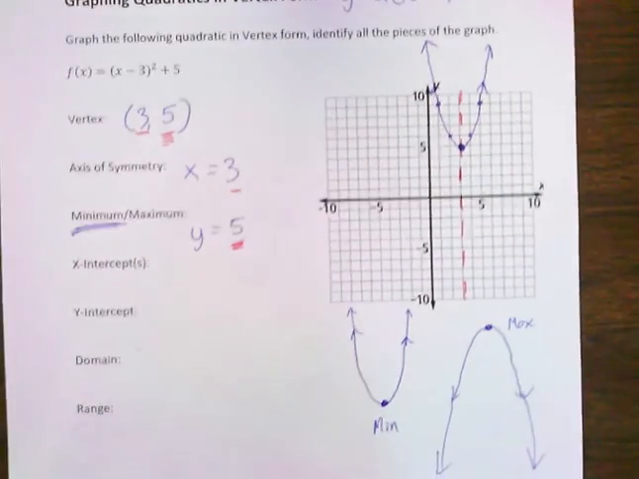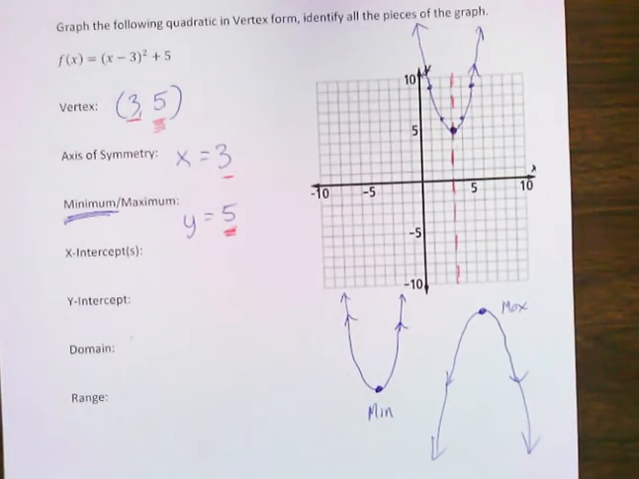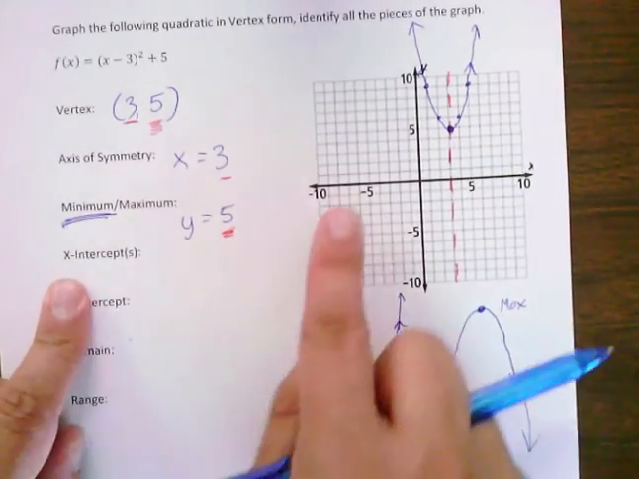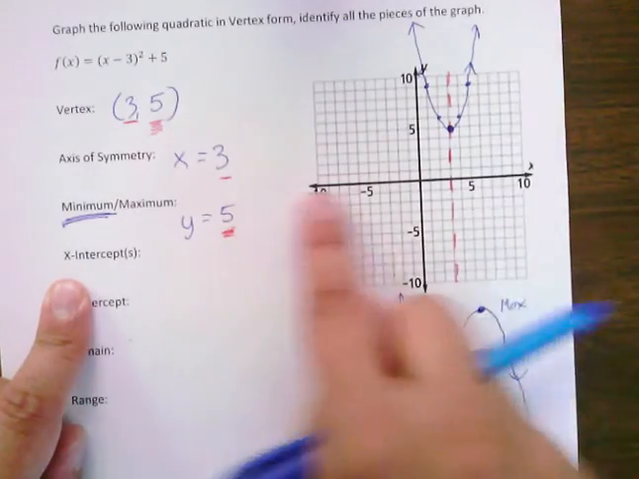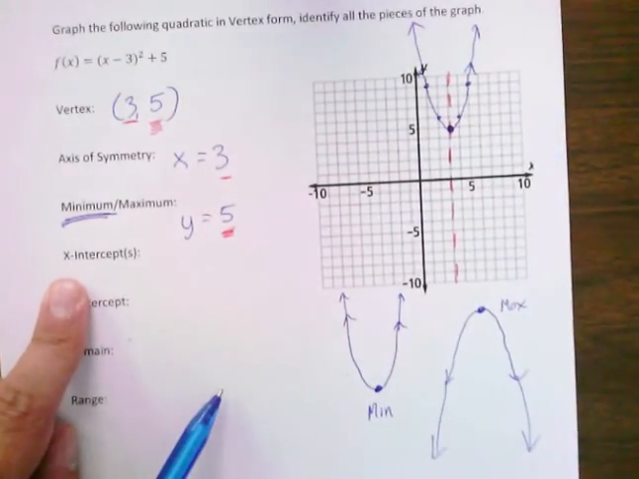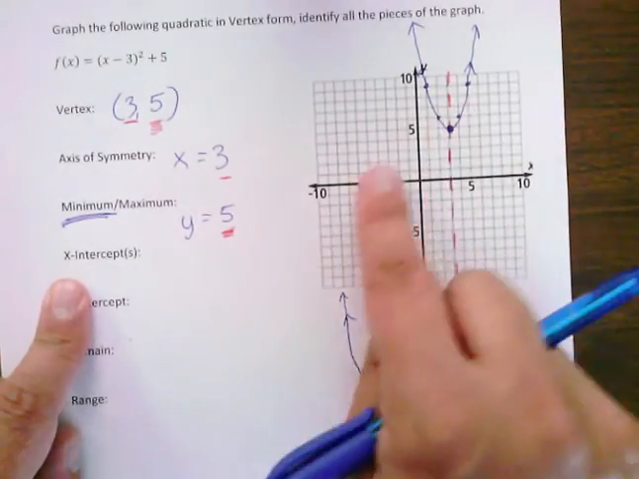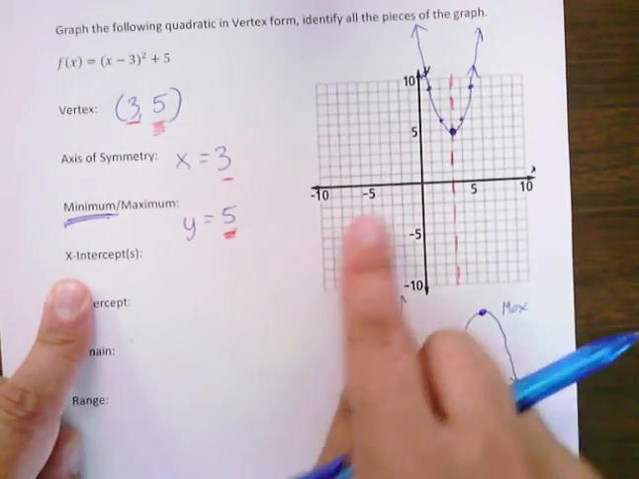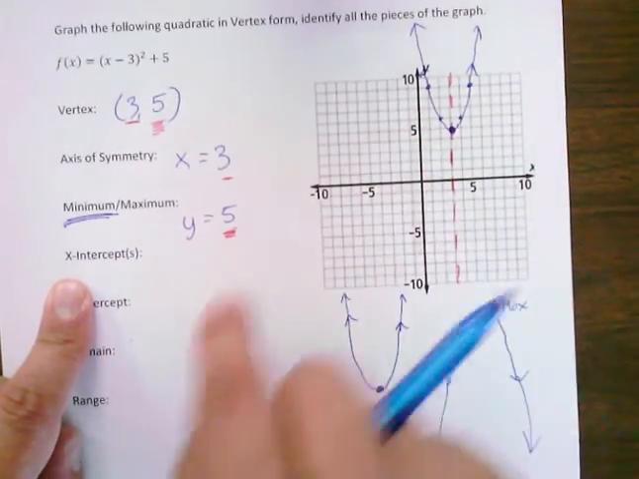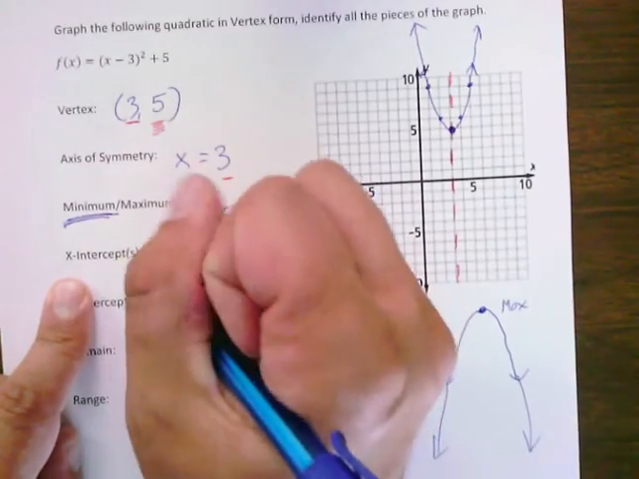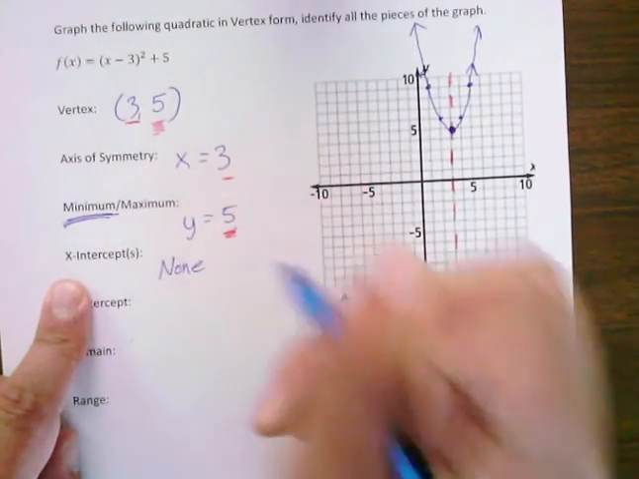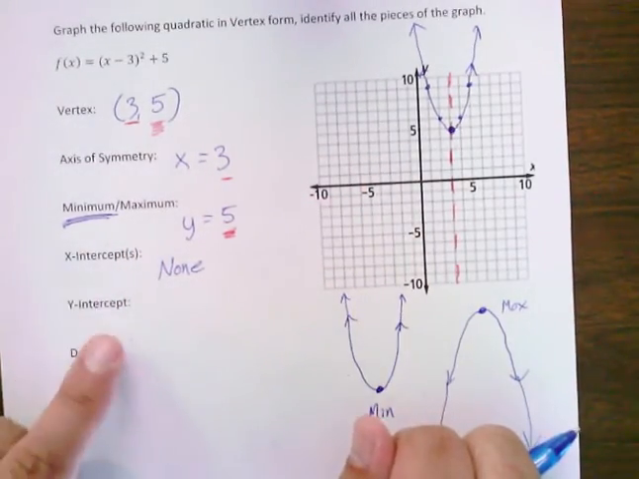Our next few things are things we've talked about before, so I'm going to go a little bit quicker through there. X-intercepts: you're just looking for where your parabola or quadratic crosses the x-axis. In this specific example, I do not cross anywhere. It could cross in 2 points, it could cross in 1 point, or in this case, no points. So for x-intercepts, I'm going to go with none.